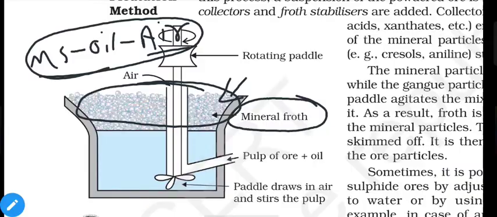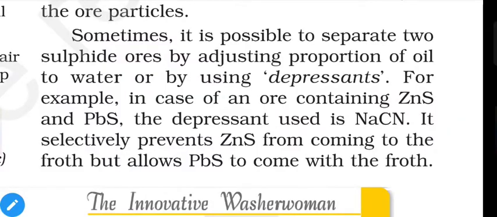So the question arises, suppose we have two different types of metal sulfides in the same mixture, then how can we remove one of the metal sulfides to obtain the second metal sulfide in concentrated form?